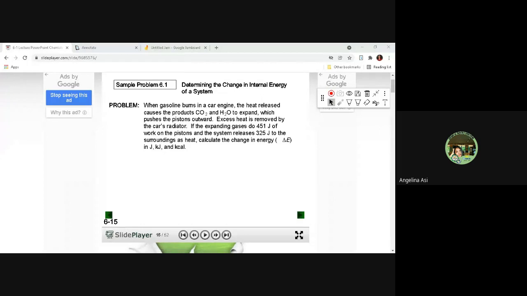Problem. When gasoline burns in a car engine, the heat released causes the products CO2 and H2O to expand, which pushes the pistons outward. Excess heat is removed by the car's radiator. If the expanding gases do 451 joules of work on the pistons and the system releases 325 joules to the surroundings as heat, calculate the change in energy in joules, kJ, and kilocalories.